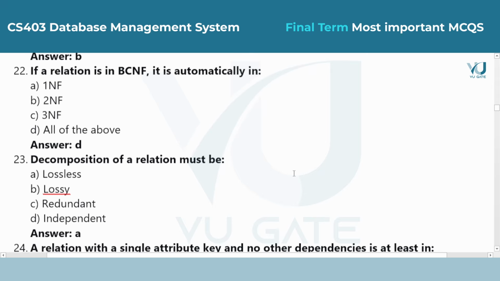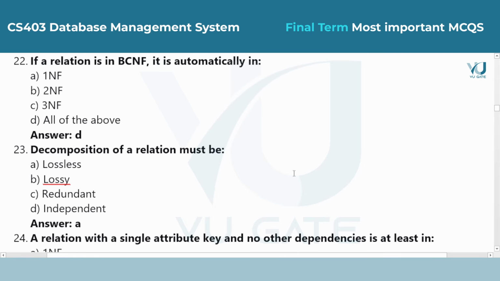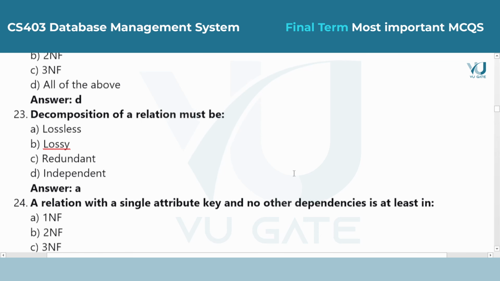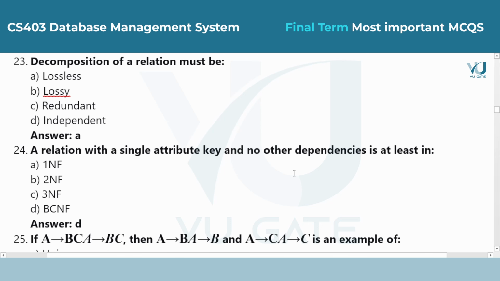Question 22. If a relation is in BCNF, it is automatically in. Answer is option D, all of the above. Database levels work like a ladder. If you have reached the top level like BCNF, you must have already satisfied the rules for 1NF, 2NF, and 3NF.